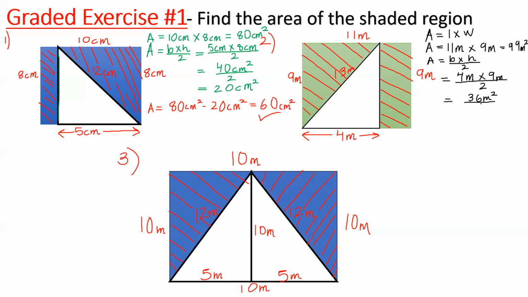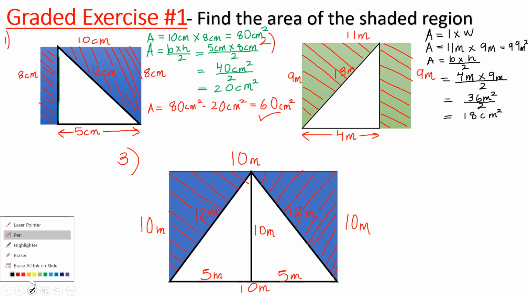All over what? All over 2, right? And what is 36 divided by 2? That's 18 meters squared. 18 meters squared. Very good. But I thought that was 18 centimeters squared, not meters. That's true, it's meters, not centimeters.